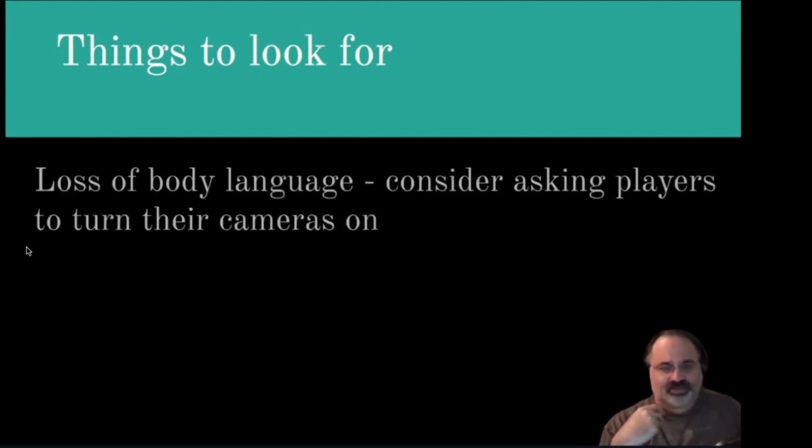Another thing to look for, the loss of body language. So you won't be able to read players' faces. You won't be able to read their expressions. You won't be able to read whether they're moving back or forth, that sort of thing. I'd consider asking players to turn their cameras on, because that way you can at least get a sense of their facial expressions. It's really important. This is an area where you have to really watch for consent. So don't force anybody to do this. If somebody doesn't want to turn their camera on, then they're not turning their camera on. Also, understand some people can't turn their camera on. Some people don't actually have functioning cameras in their computers, so don't assume they all have cameras.